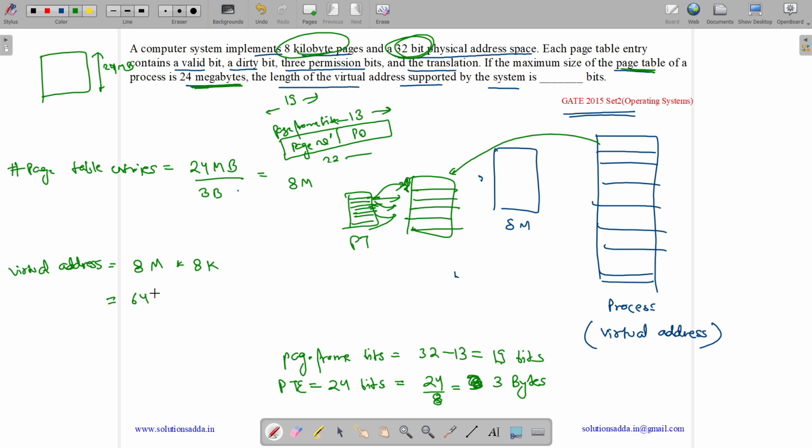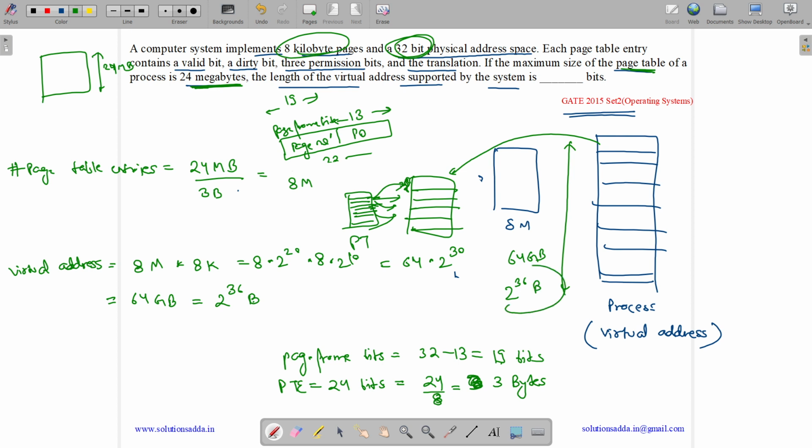So this is 8 into 2 to the power 20 times 8 into 2 to the power 10, which is equal to 64 into 2 to the power 30, which is 64 GB, or 2 to the power 36 bytes. So the maximum virtual address space that can be supported is 64 GB, or 2 to the power 36 bytes. For 2 to the power n bytes we need an n-bit virtual address. So for 2 to the power 36 we need a virtual address of size 36 bits. So the answer is that a 36-bit virtual address can be supported.